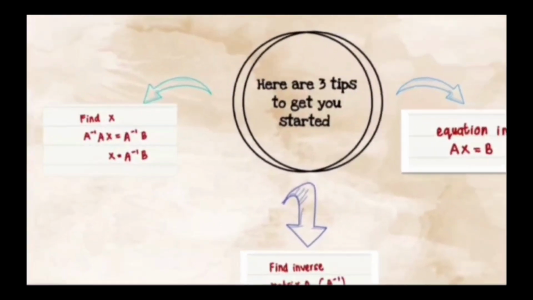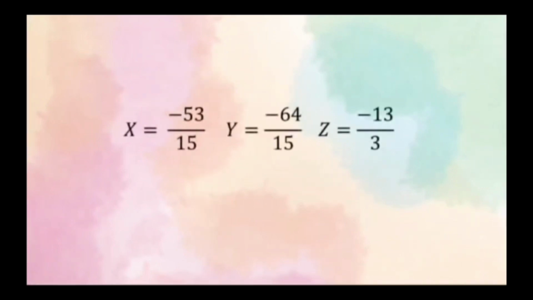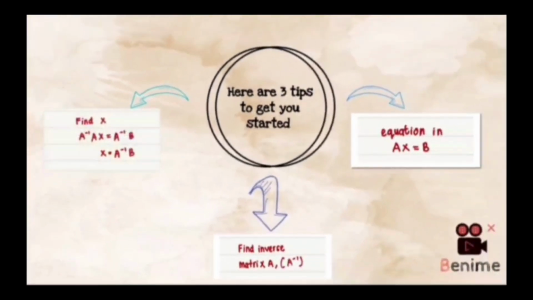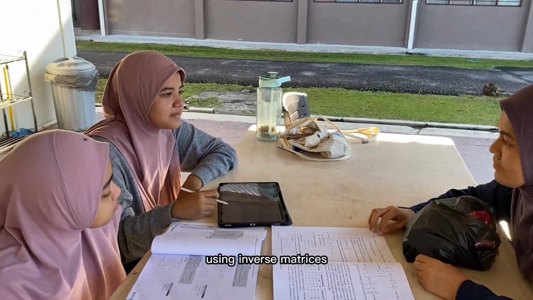Next, you need to find x. Bear in mind that the elements of x are x, y, and z. Through the formula Ax equal to B, multiply both sides with A inverse, and you get the formula x equal to A inverse B. So our last step is the simple process where A inverse is multiplied with B, and you will get the answer. You can try it out first and check the video to see if your answer is correct. This is how you solve an equation using inverse matrix.